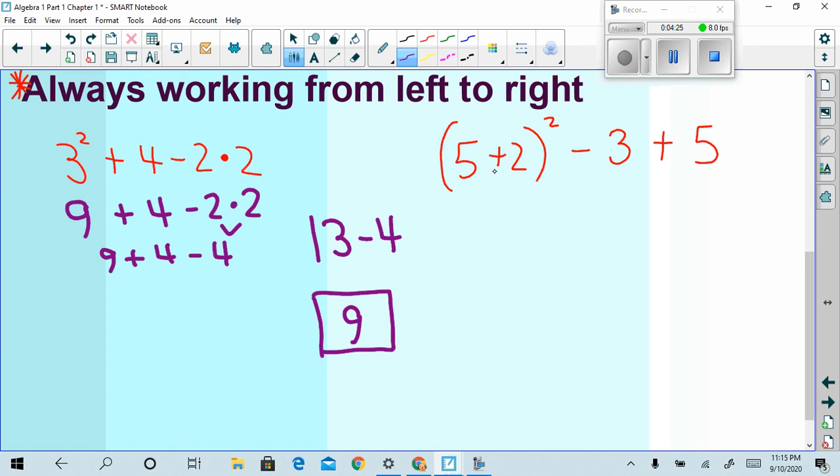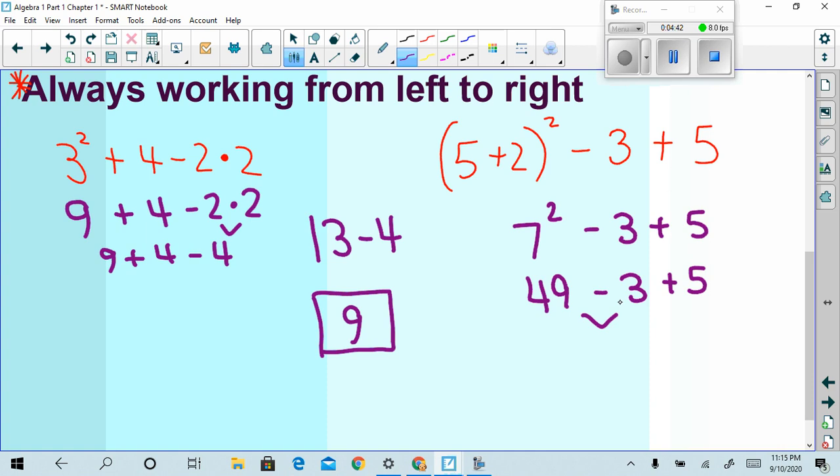Parentheses is the first thing I notice in this problem. I will do what's in the parentheses first. I'll then square 7. 7 times 7, 49. I now keep using my left to right rule. This will give me 46 plus 5, and I hope that we agree that our final answer here would be 51. Let's move on.